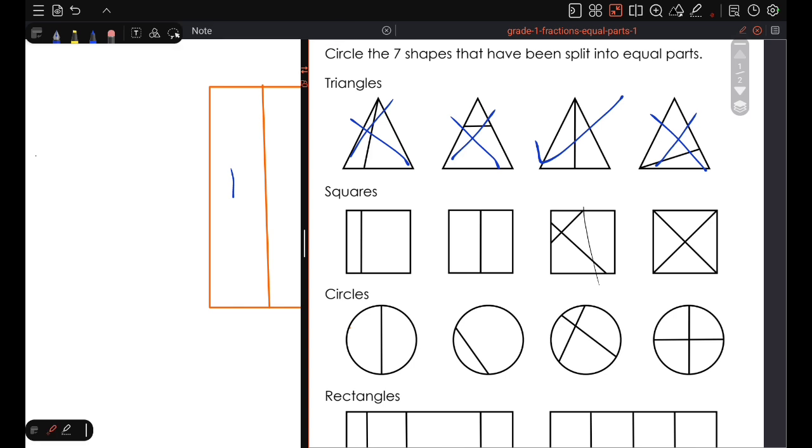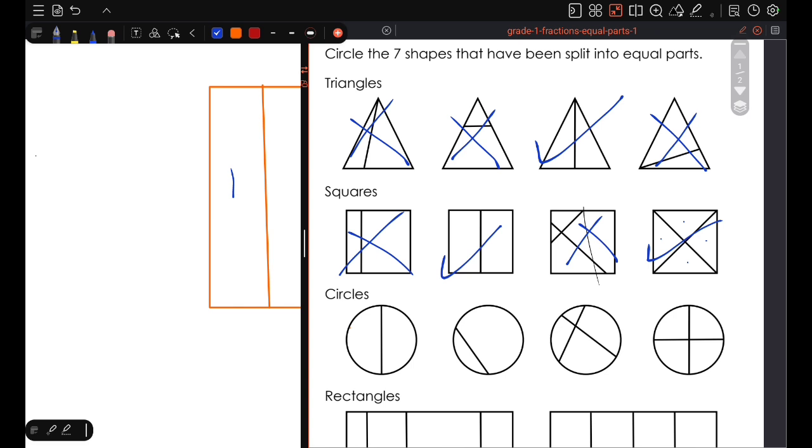Okay, the squares. Let's see this group of squares. The first one, they are not equal. So it's not a fraction. The second one, 1, 2, I have 2 parts and they are equal. So this is a fraction. The third one, all the parts here are not equal. So this is not a fraction. These parts are equal. So I can represent it as a fraction.